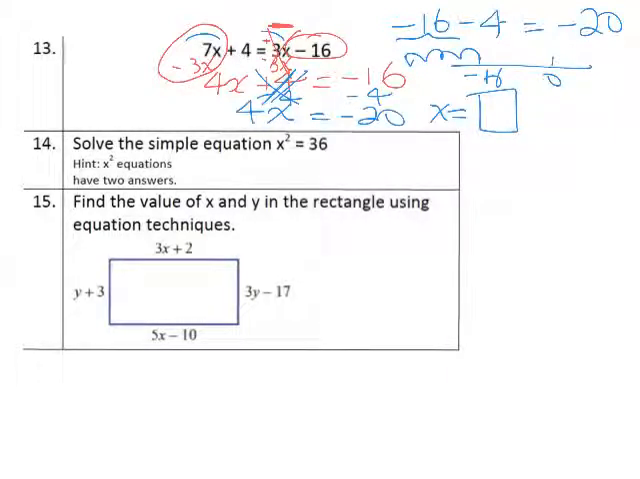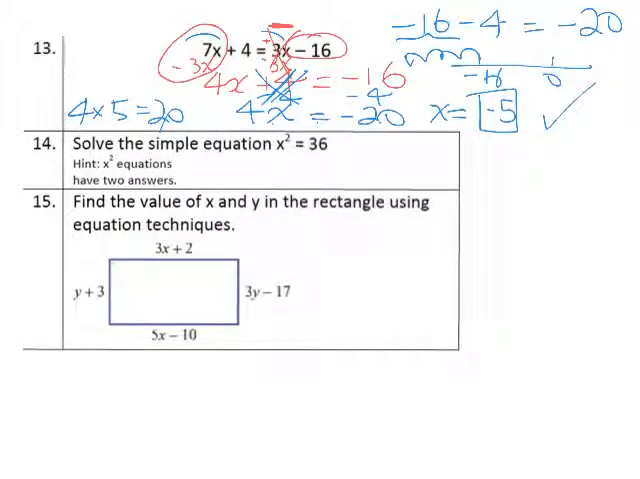Now 4 times what is negative 20? Most of you would agree that 4 times 5 is 20. So 4 times what is negative 20? Well, the answer is negative 5, because a positive times a negative gives a negative. That's correct for that one.